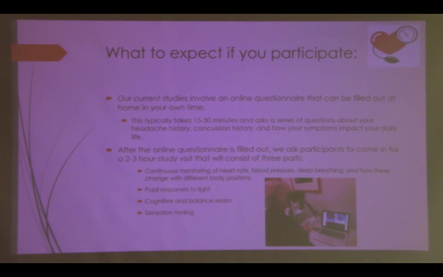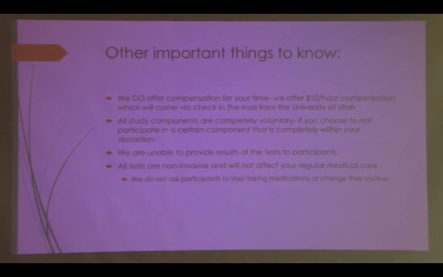Then after the online questionnaire, we ask you to come in for the study visit. The main things we're looking at are your heart rate, your blood pressure, your pupil response, and how they change with different body positions, as well as some cognitive, balance, concentration, and sensation testing. This is unique among chronic migraine studies because we're looking at the automatic autonomic nervous system, which I think is pretty unique in headache disorders, and classifying how that dysfunction changes in people with chronic migraines.